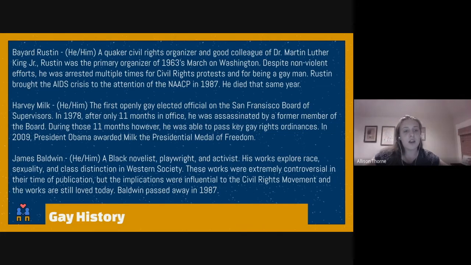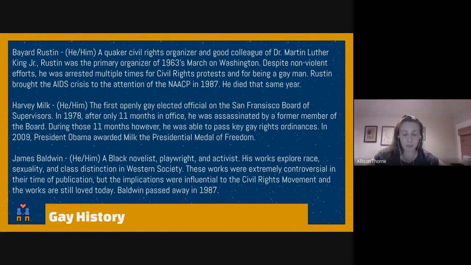Next we have Harvey Milk. He was the first openly gay elected official on the San Francisco Board of Supervisors. In 1978, after only 11 months in office, he was assassinated. During those 11 months, he was able to pass key gay rights ordinances, and in 2009, President Obama awarded Milk the Presidential Medal of Freedom.